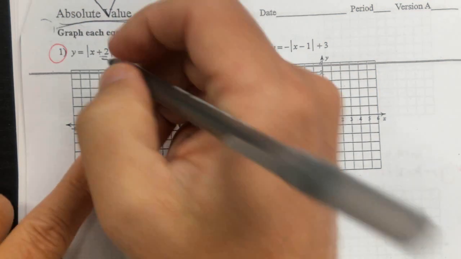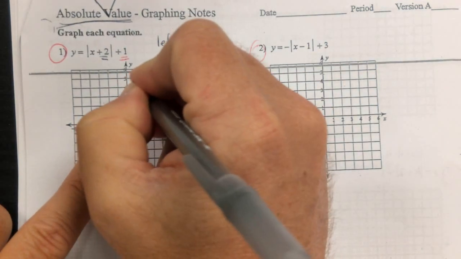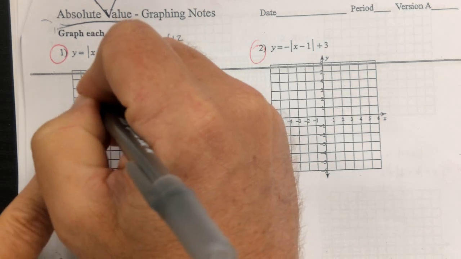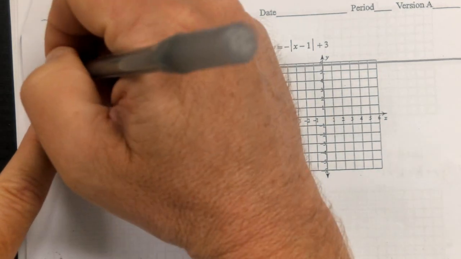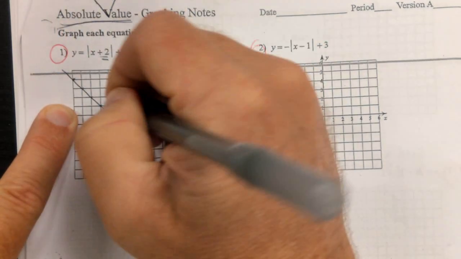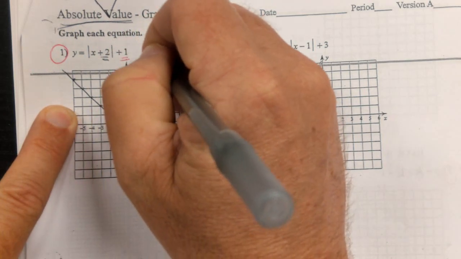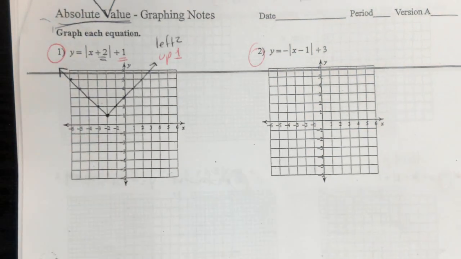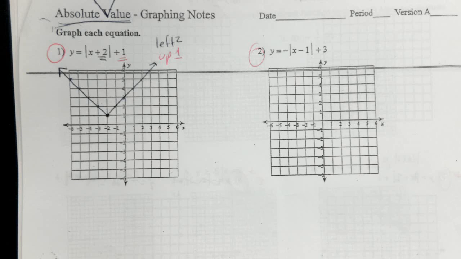So we can sketch in our over 1, up 1. This one did not have a stretch on it, so it's that standard slope of 1 on either side. So there's our picture. Left 2, up 1.